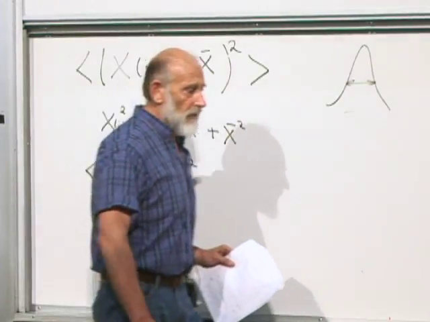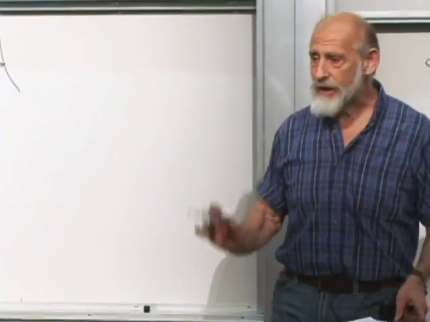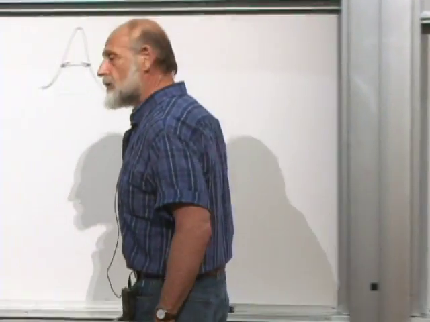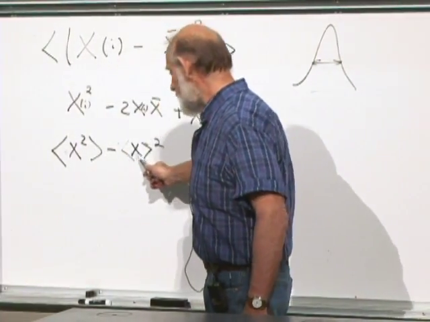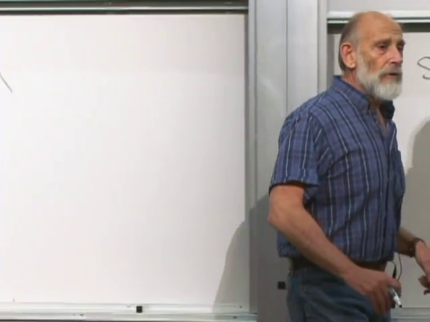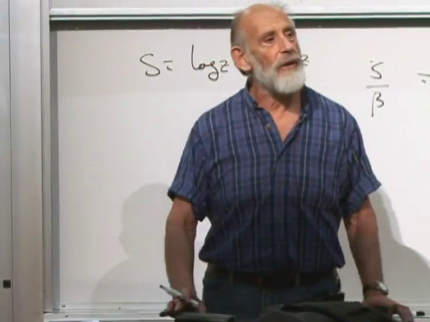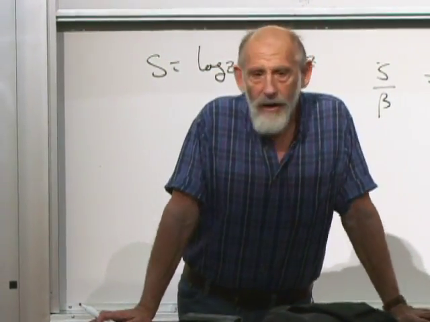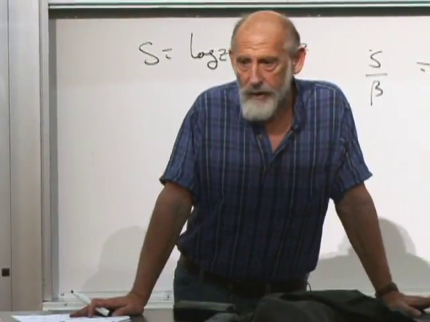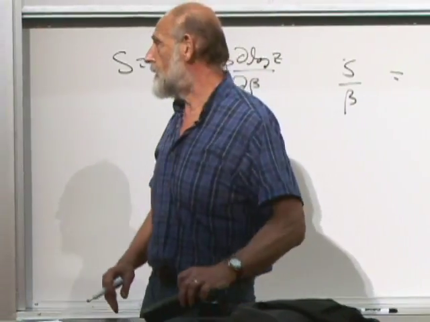That's the variance. For a narrow distribution, when the distribution is narrowly peaked, this is small. The smaller it is, the narrower the distribution. So let's try to calculate. Let's see how smart we can be and see if we can calculate the variance in the energy. We'll try to calculate the variance in the energy.